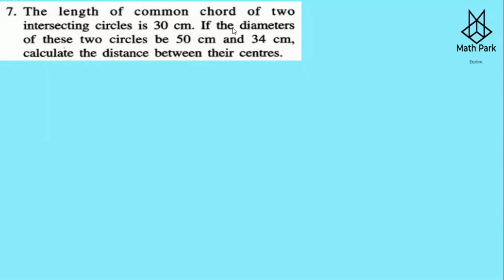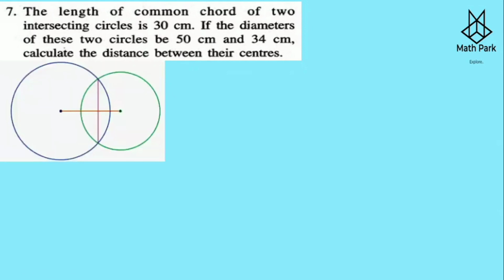The length of the common chord of two intersecting circles is 30 centimeters. So we need to read the question and draw the figure, children. So we have two intersecting circles here, and the length of the common chord. Let us say AB is a common chord and the length of this chord is 30 centimeters. If the diameters of these two circles are 50 centimeters and 34 centimeters, let the center of this circle be M and the center of this circle be N. The diameter is 50, so the radius of the bigger circle is half of 50, which is 25 centimeters. And AN is the radius of the smaller circle, which is half of 34, that is 17 centimeters.